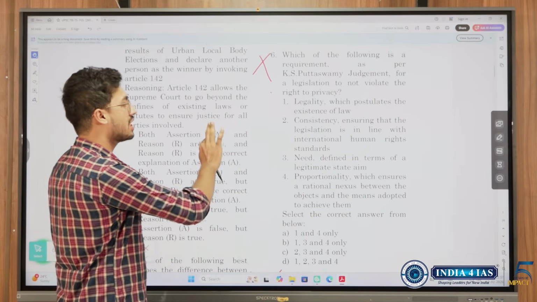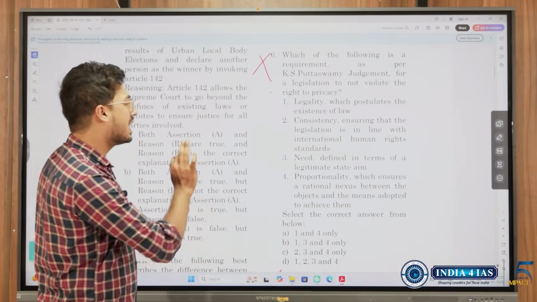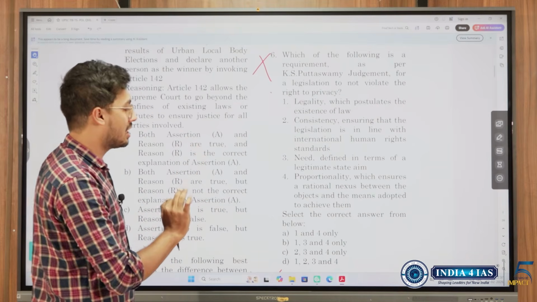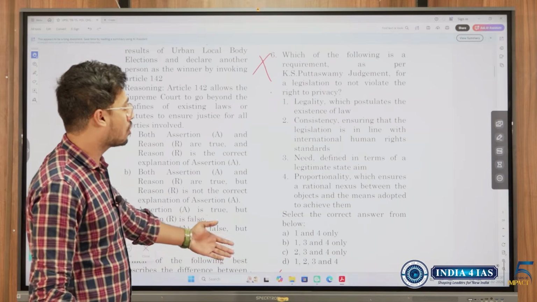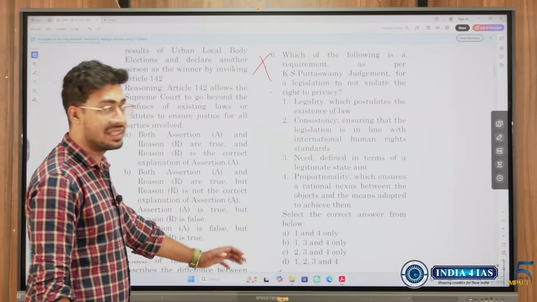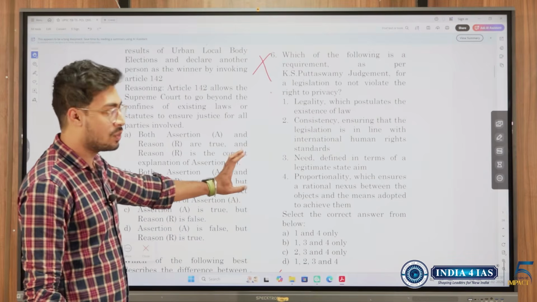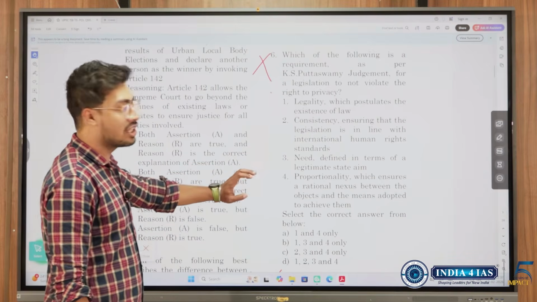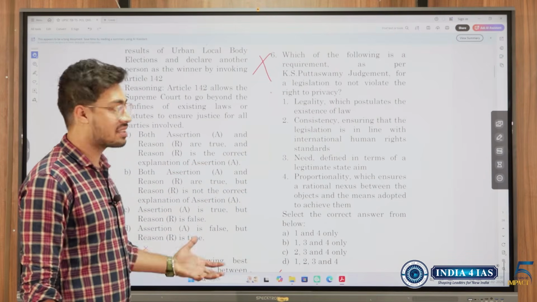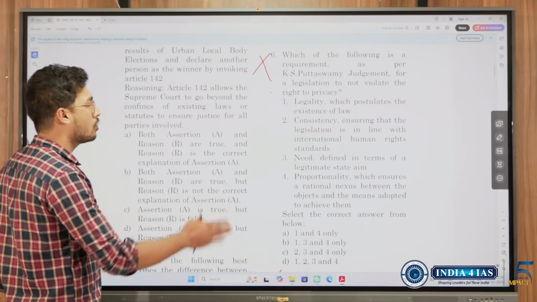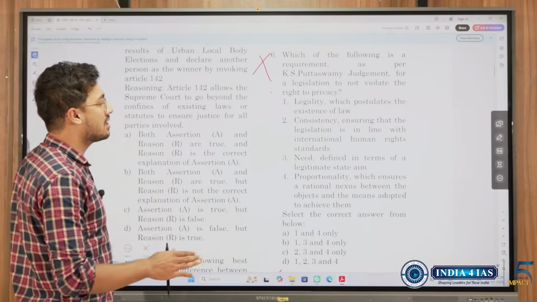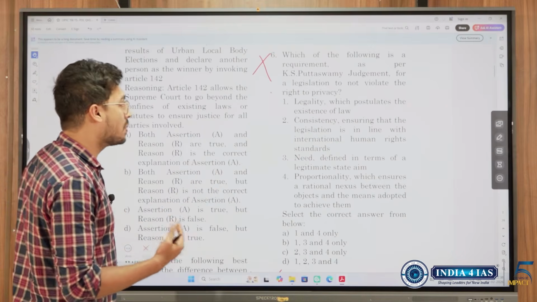So this was a question that was meant to be skipped, because legality, consistency, need, proportionality, all of this seem very familiar. So in this question we would have gone with 1, 2, 3, 4, but that is not the answer. These sort of things UPSC rarely asks, and even if it asks, the things might change in the actual paper. But one thing we need to notice: K.S. Puttaswamy judgment is related to the right to privacy, which the Supreme Court had told.